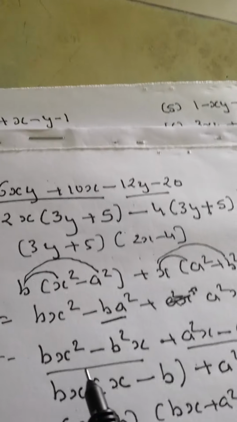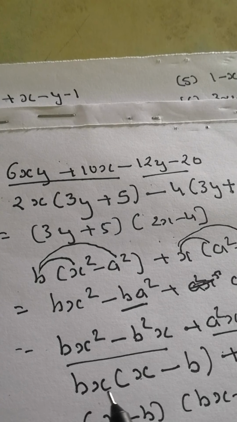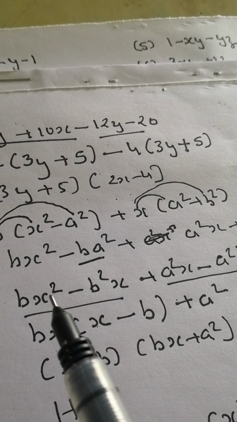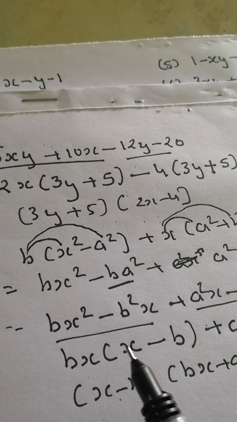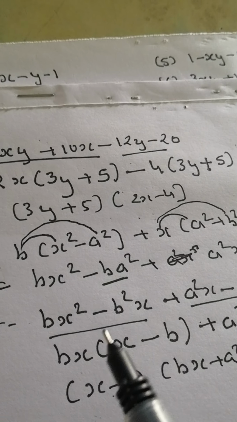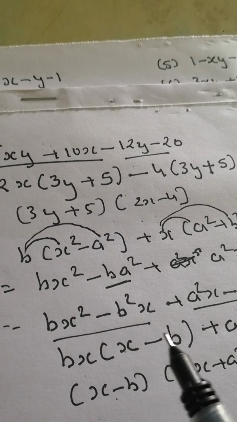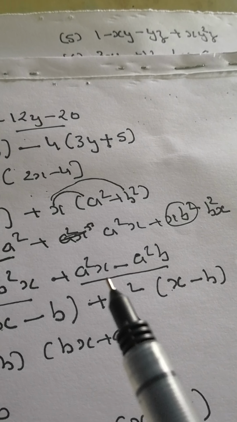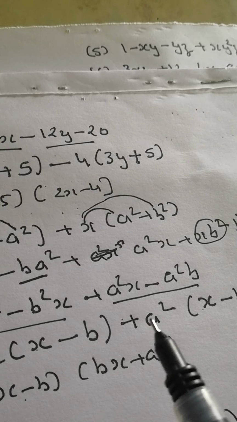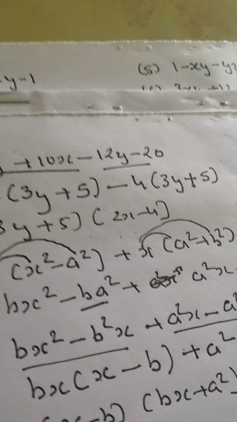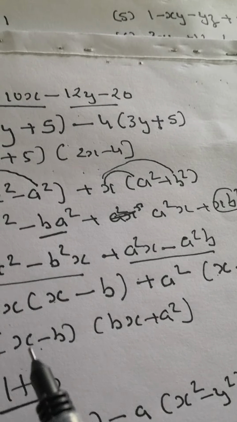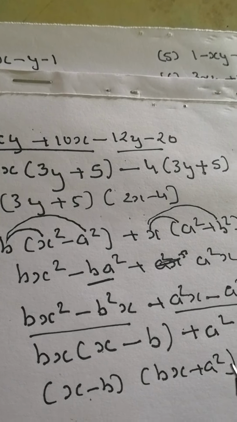So the common factor from bx square plus b square x is bx. From bx square I have taken bx as common, so b has gone as common and x has gone as common, so one x is left, which I have written over here. From b square, b has gone as common and x has gone as common, so b is left, that is minus b. Same way, in a square x minus a square b, a square is taken as common, so x is left and b is left, so it is x minus b. So the common bracket is x minus b, and the other factor is bx plus a square.